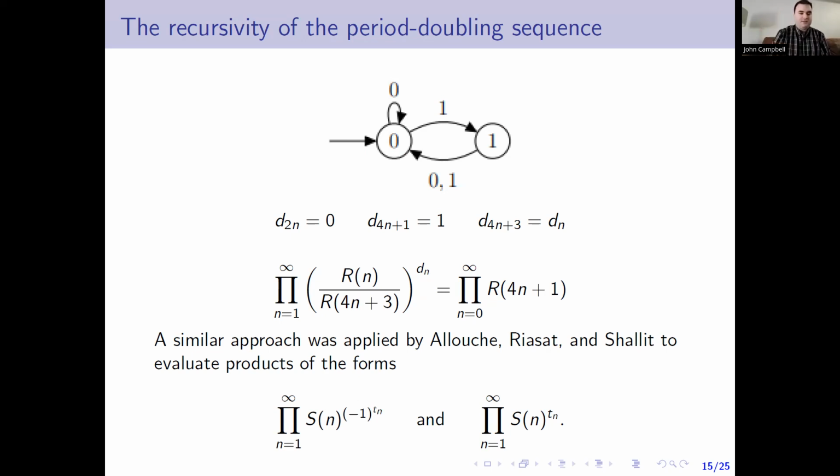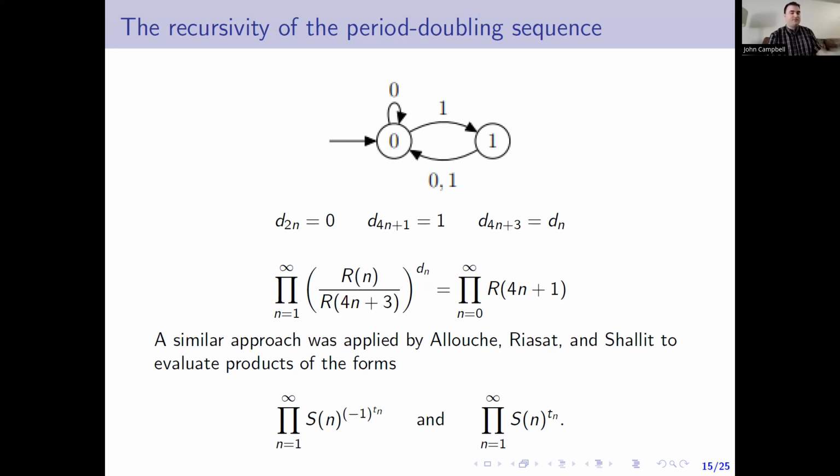So the first definition gives us that b indexed by n is equal to the highest power of 2 dividing n plus 1 modulo 2. And you can see again how this leads to this recursive definition I have given. And this comes from taking the residue classes modulo 4 of the indices for the period doubling sequence.